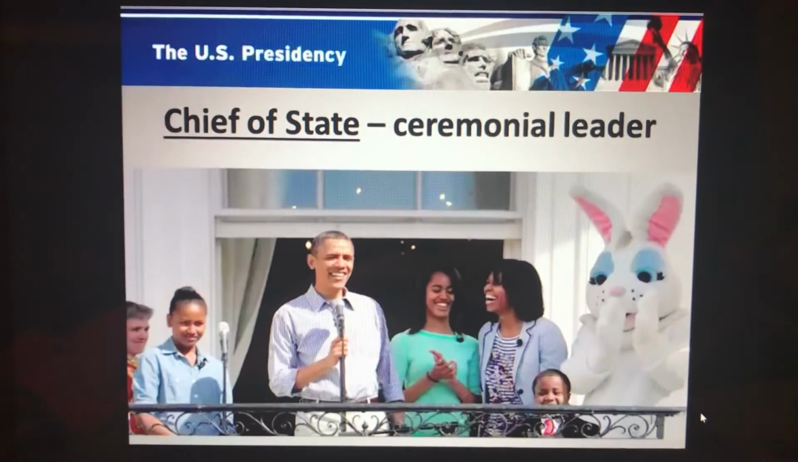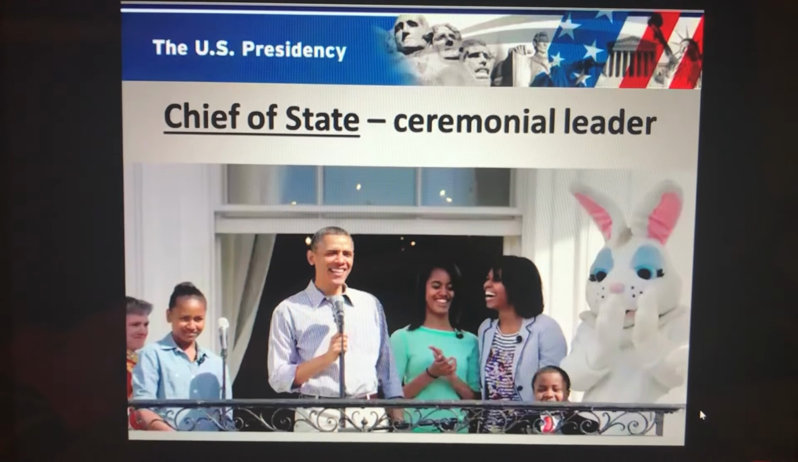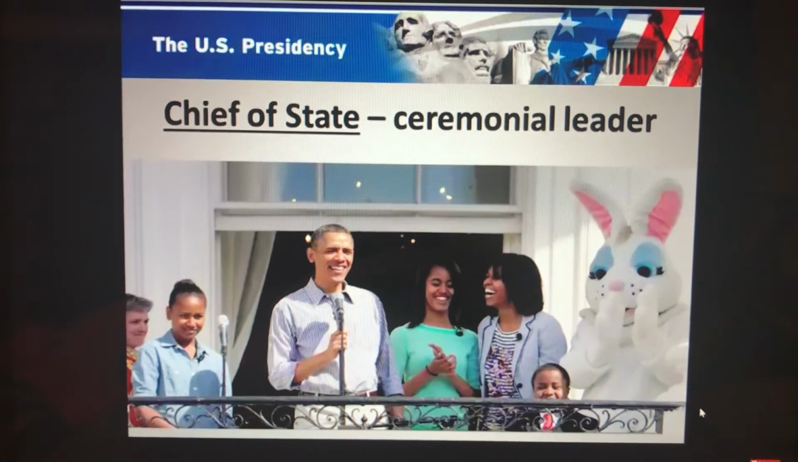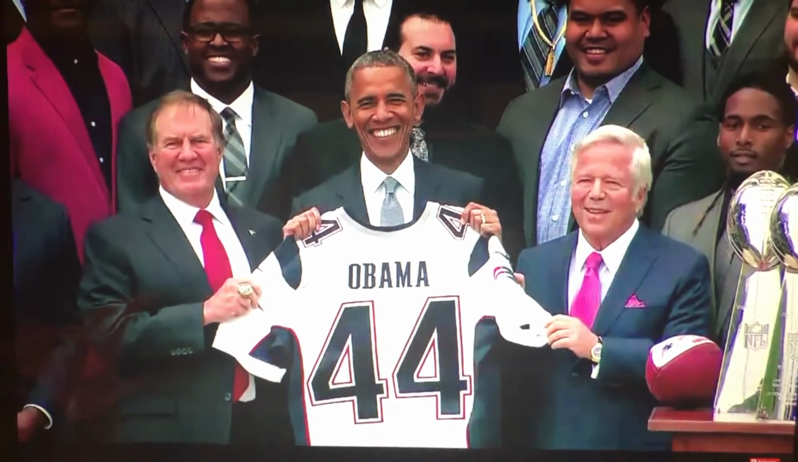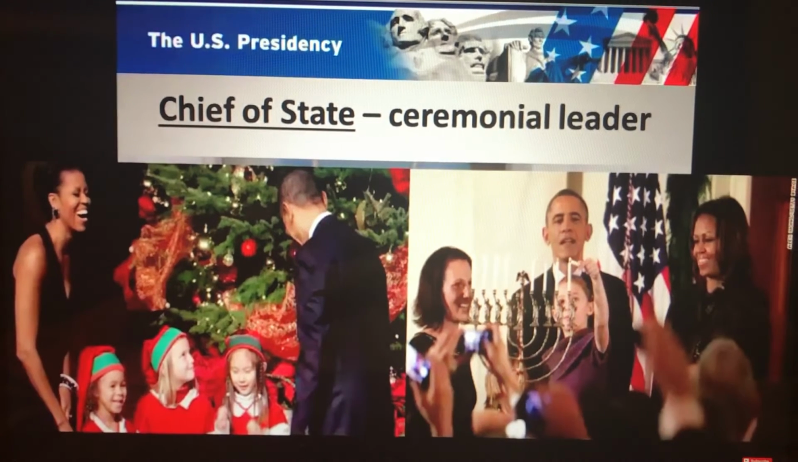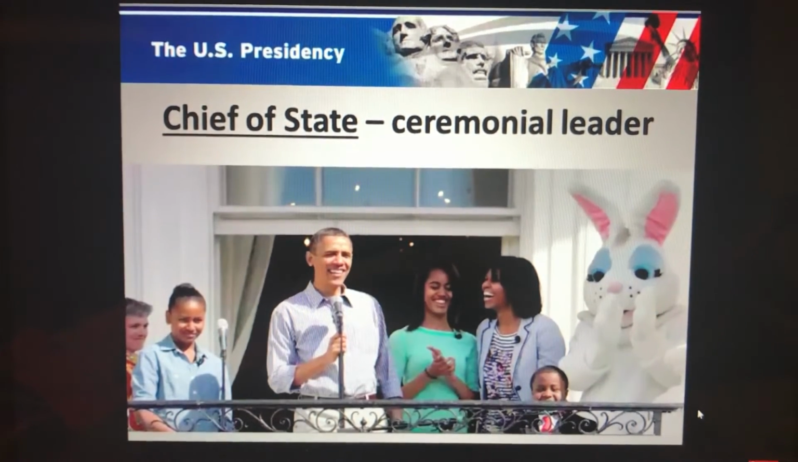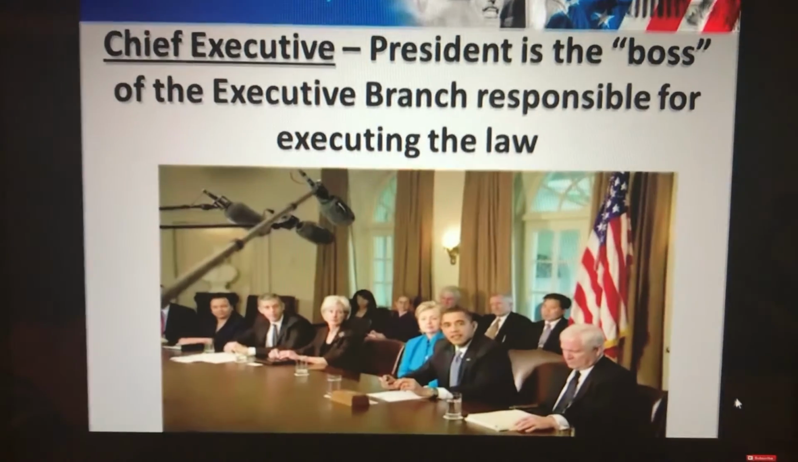Chief of State is kind of a symbolic role the president plays as the head of our country. Remember, the state is the country. The president will hold ceremonial events such as welcoming national championship sports teams, lighting the presidential Christmas tree, or here, holding an Easter egg hunt. Sometimes under this role, you will see welcoming leaders from other countries, but I like to file that job under Chief Diplomat.